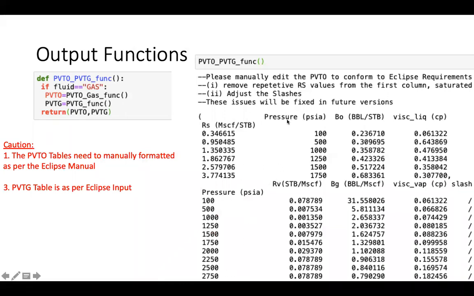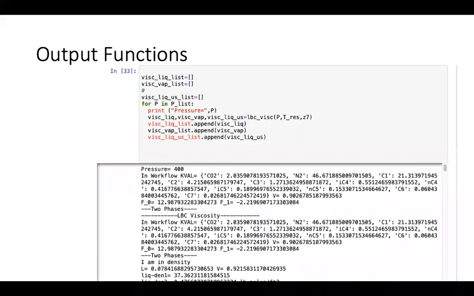The top table is the PVTO keyword, as it were, for the associated oil, and then PVTG, which is RV versus pressure, BG versus pressure, viscosity versus pressure. Once again, just be careful with the number of slashes, etc. You might need to do minor editing. Okay. This is the viscosity function.